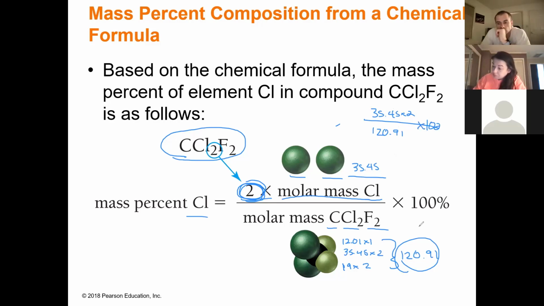So the mass percent of this, 35.45 times 2, divided by the 120.91, and then multiplied by 100, gives us that the chlorine is roughly 58.6% of the sample. So the majority of the sample is the chlorine. I want you to solve the mass percent for carbon and for fluorine. You're going to do the same thing, except you're going to switch out the numerator. Instead of chlorine, you're going to take into account the carbon, and then you'll do a second calculation and take into account the fluorine. And I'll give you all like 2 minutes for that.